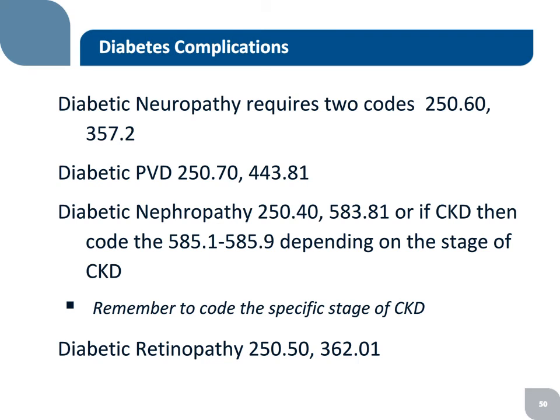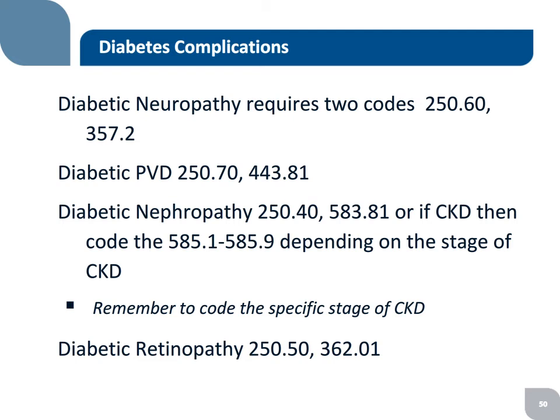Here are the common paired codes. And most importantly for 2014, you must code the stage of CKD. We used to get away with just coding the 585.9, unspecified stage of CKD, but now only stage 4 or higher risk adjust. So they've done away with that.